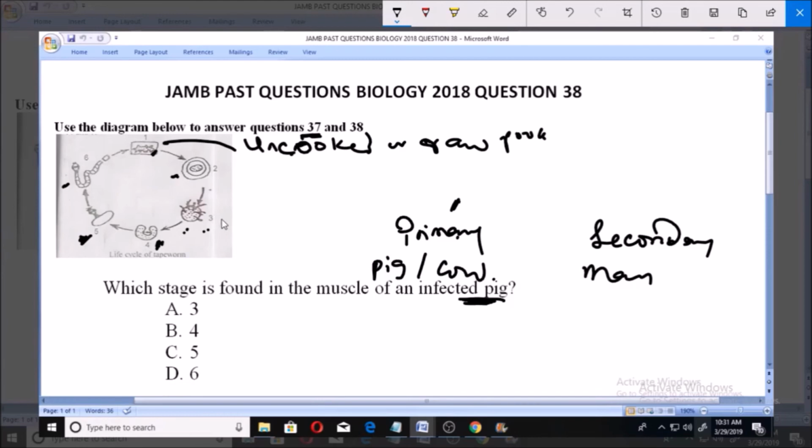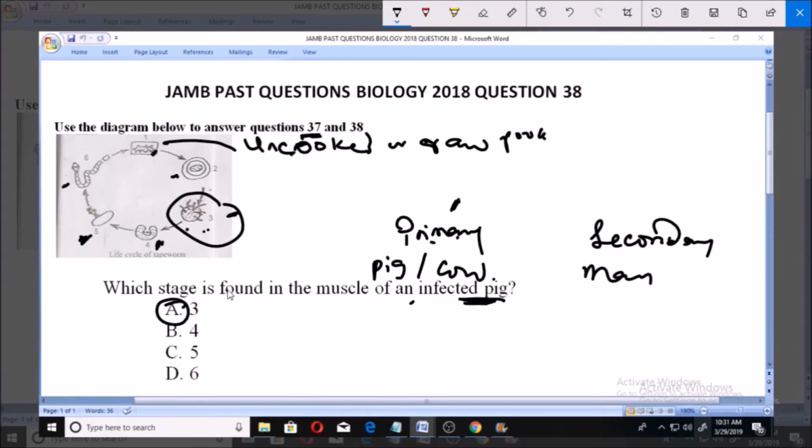So when it starts developing hooks, like I say 6 hooks, that is when it starts getting attached to the primary host. So you can see that this stage 3 is the stage where it gets attached to the muzzle of the infected pig. Because we say that at this stage it adheres to the muzzle of the primary host.